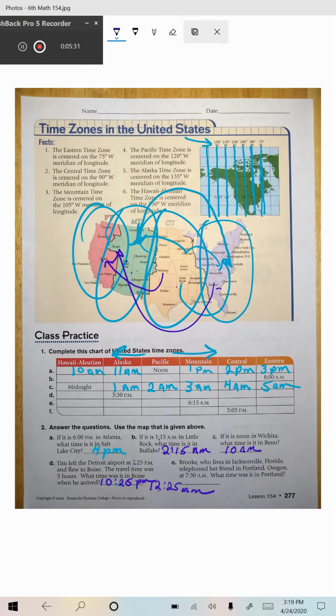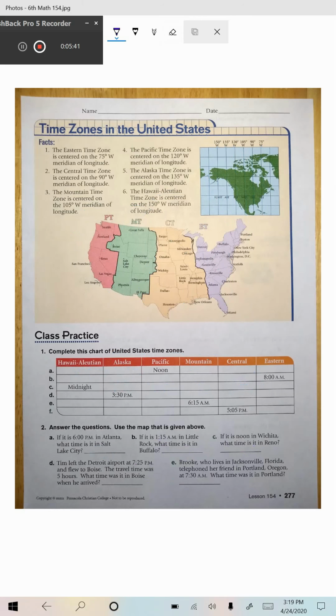Brooke, who lives in Jacksonville, Florida, telephoned her friend in Portland, Oregon. So she lives in Florida. I think there's one little part of Florida, yeah, let me erase. I'm getting a lot of junk on here. I think right here in Florida, there's a time zone difference. I think that's the same way it is in Indiana. Okay, let's see. Where were we? Oh, so Brooke lives in Jacksonville, Florida, so she's still at Eastern time though. And she calls her friend in Portland, Oregon, which is like way over here. All right, so 3 time zones away, right? So if she calls at 7:30, what time is it at her friend? What's 3 hours back from 7:30?